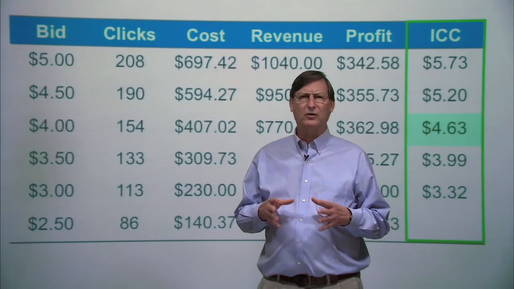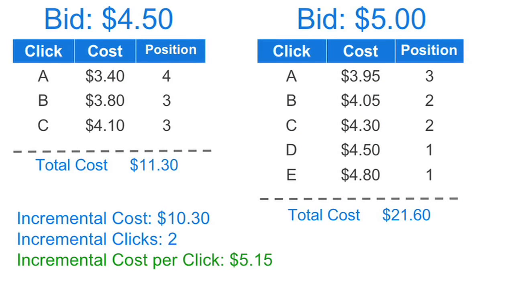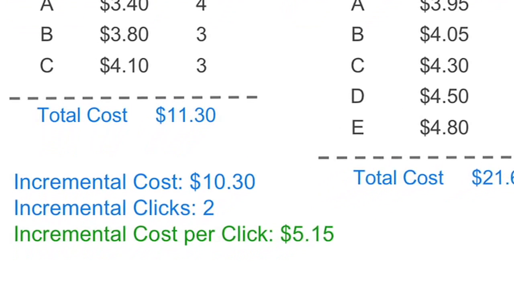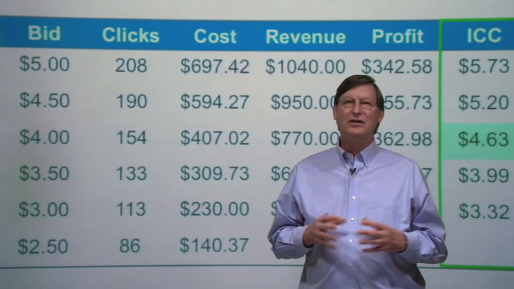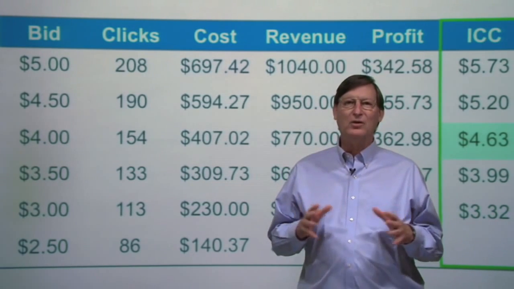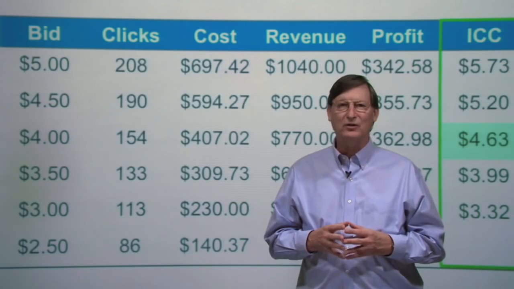So let's go through a quick example to see how this works. In this example, we have an initial bid of $4.50 and we get 3 clicks for a total cost of $11.30. When we increase our bid to $5, we gain 2 additional clicks and our total cost goes up to $21.60. So the incremental cost per click is $5.15. Higher than our max bid of $5, but no individual click costs more than our max bid. By calculating your ICC and value per click, you can be sure that you're bidding at or near the profit maximizing level for each of your keywords.